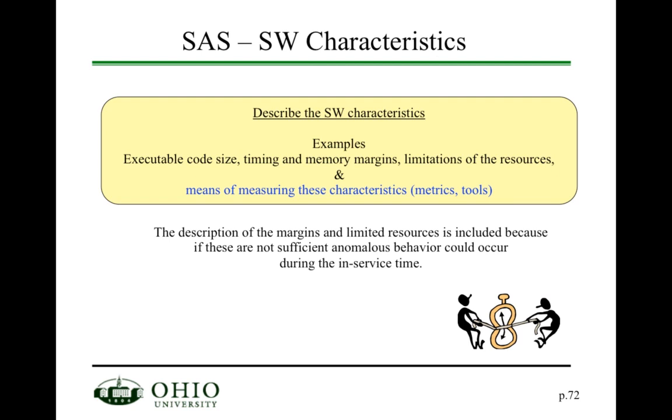By software characteristics, since this happens at the end of your complete software lifecycle process, at this time you know the code size, the executable, you know some of the timing and memory margins, you know how many resources you need for this software component, and you actually have ways to measure these characteristics. So in the software characteristics section, this is what you're going to be managing.